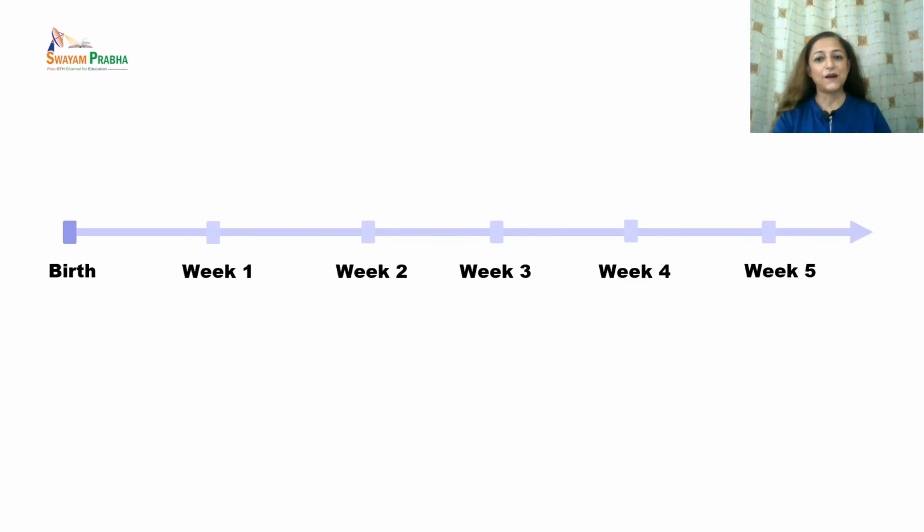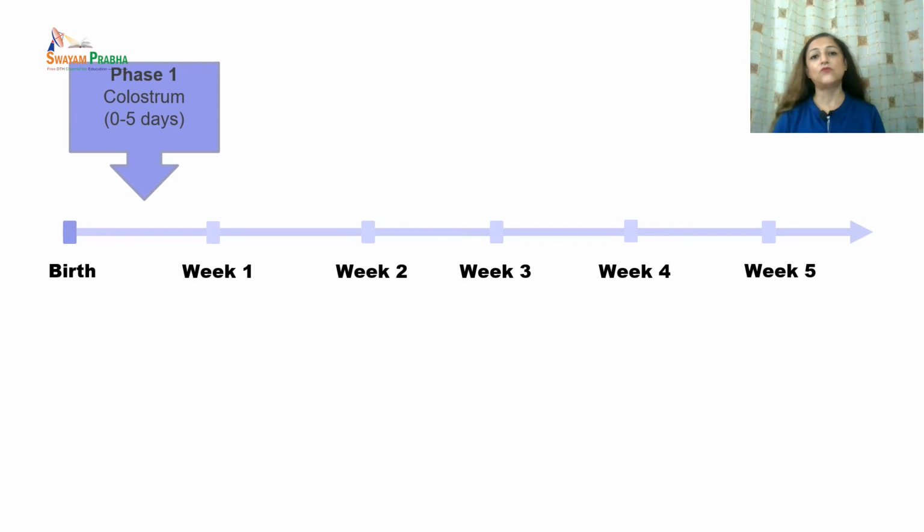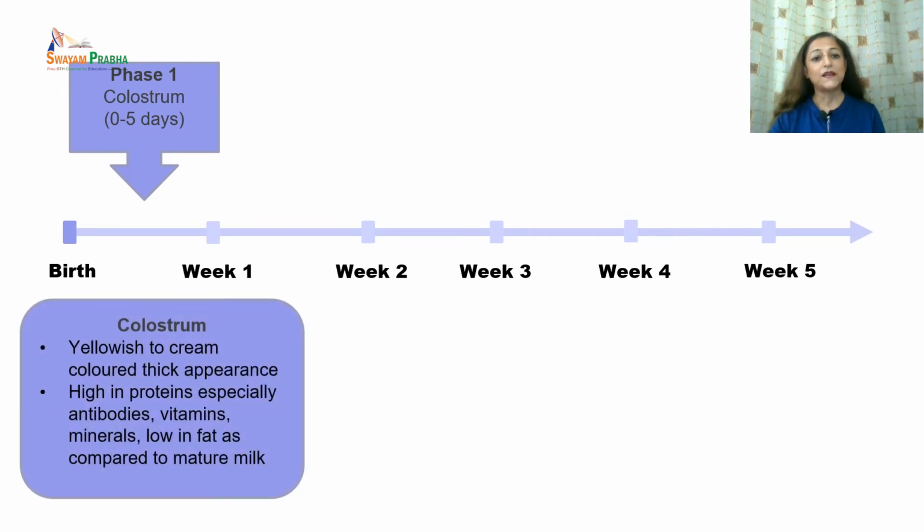Let's study the timeline of milk production by the mother's body. From birth to the first week, around 0 to 5 days, we call it phase 1 of milk secretion. It is the time when the colostrum is secreted by the mother's body. We have already studied that colostrum is yellowish to cream in color and has a thick appearance. It is high in proteins, especially antibodies, vitamins and minerals, and it is low in fat as compared to mature milk.